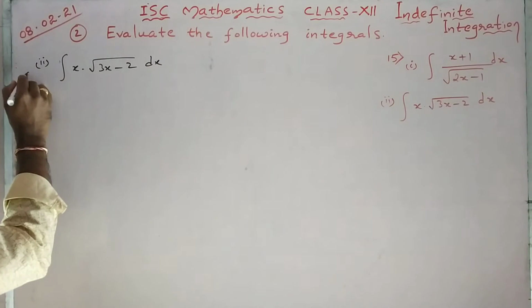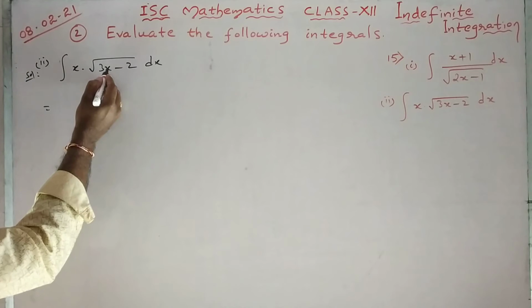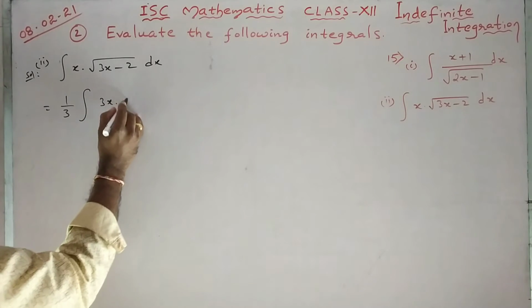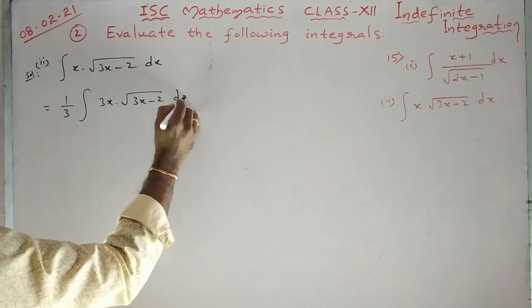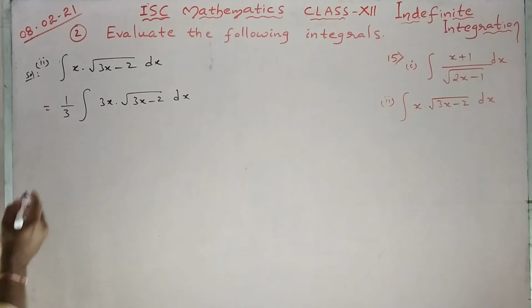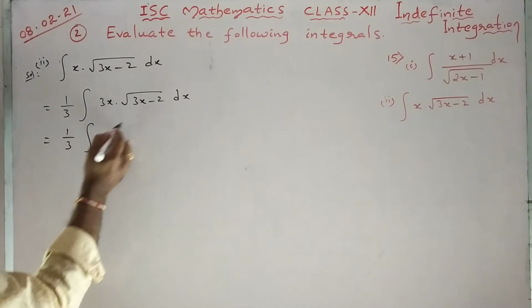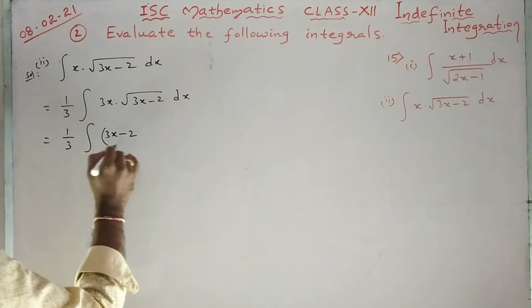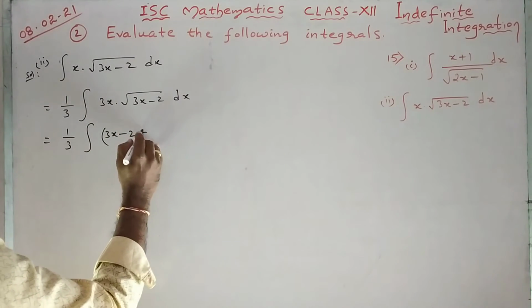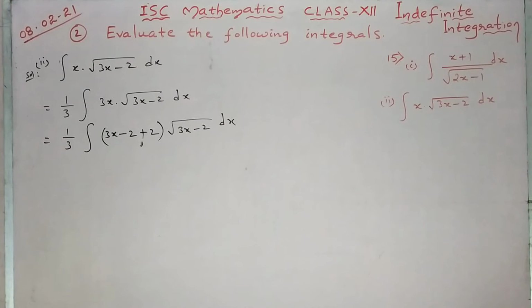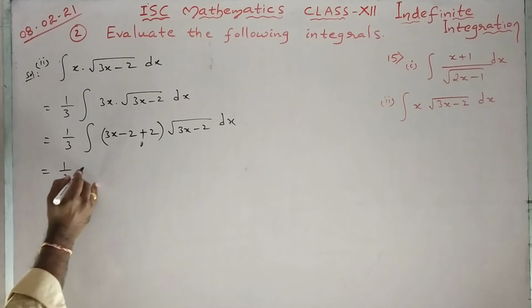So what I am doing is, since the coefficient of x is 3 here, I will multiply and divide with 3. Is that clear first? Then what do you have here? 3x minus 2. But I have only 3x here. Then what should I do? Add minus 2 and plus 2. Add and subtract 2, because I want 3x minus 2 there. Right? So you can split the integration now.